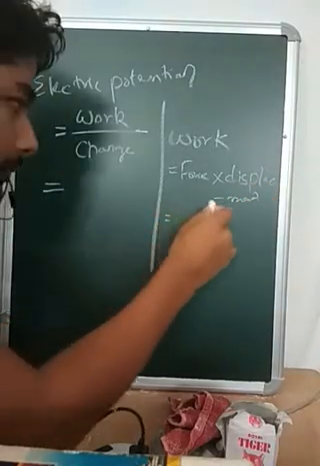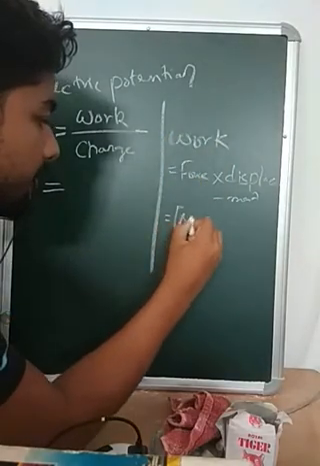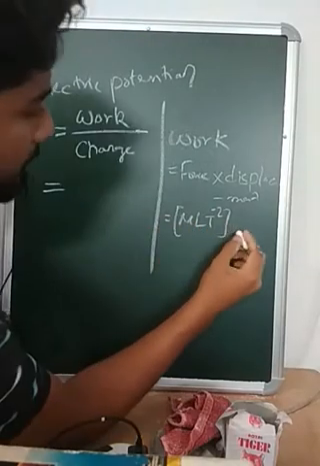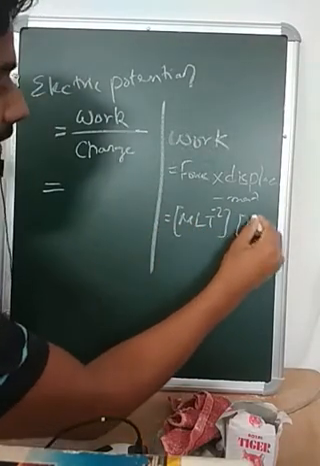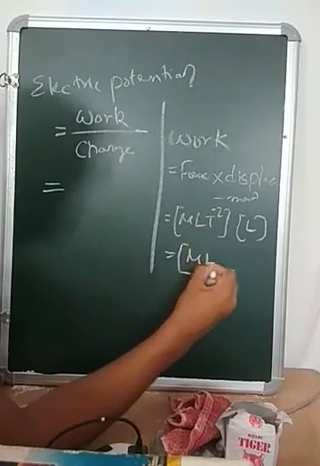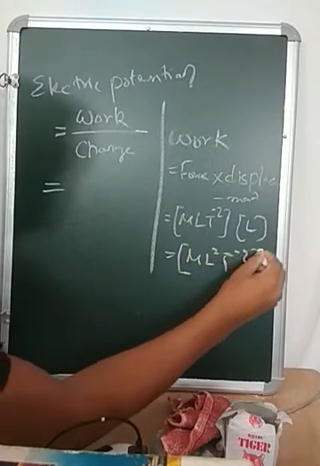So, what is force? M L T to the power minus 2. This is the formula for force, and displacement is simply length. So, what is the work? That is M L square T to the power minus 2. This is the dimensional formula for work.